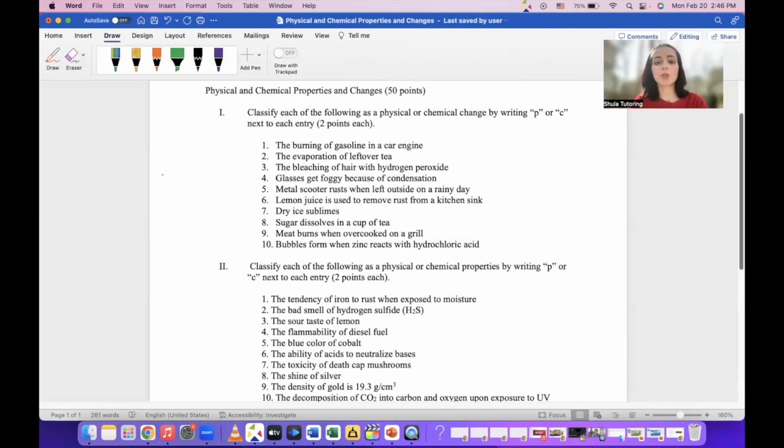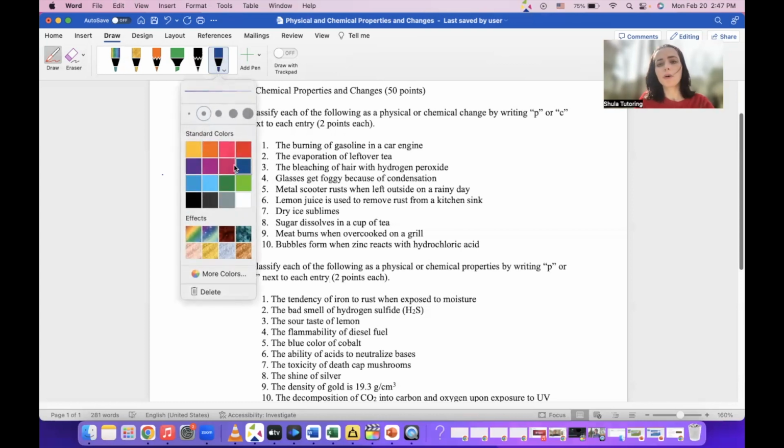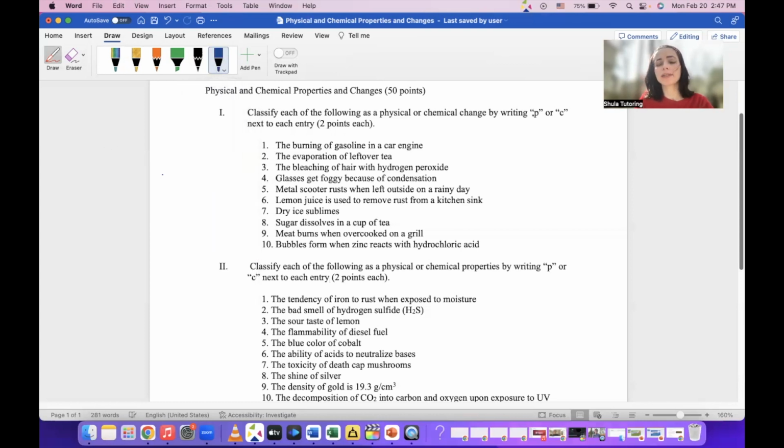So let's start. So this is the practice test. You'll see it on my screen. The format is different, right? So the test that you will download is a PDF file. This is a Word document, but don't worry about it. The questions are the same. So this is the first one. Classify each of the following as a physical or chemical change by writing P for physical or C for chemical next to each entry, 2 points each.